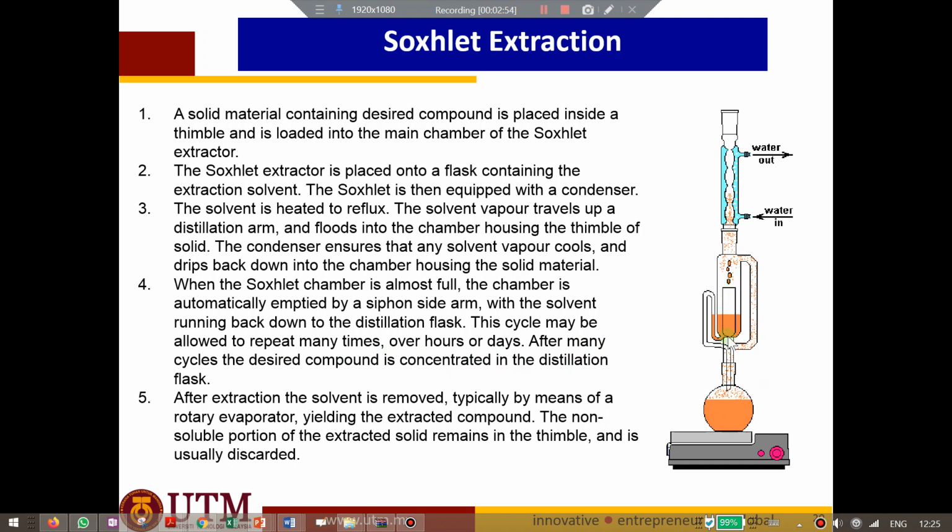Maybe after 1 hour you only get 10% of the sample. Maybe after 1 day you will get about 80%. Maybe after 2 days of this continuous process, you can extract 100%. After extraction, the solvent is removed, typically by means of a rotary evaporator, yielding the extracted compound. The non-soluble portion of the extracted solid remains in the thimble and is usually discarded.